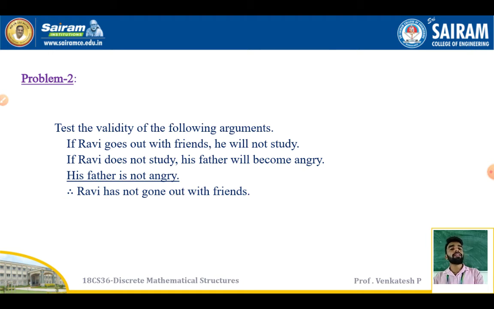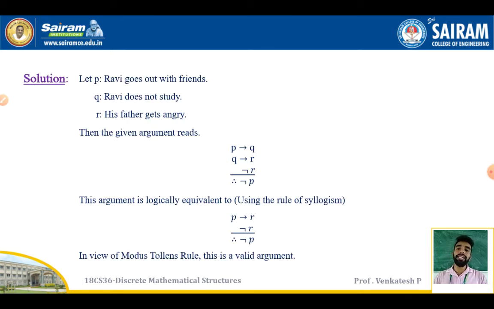So now I want to represent the following statements in terms of P, Q, R. So first let me assign the propositions P, Q, R here. P is given like Ravi goes out with friends. Q is given like Ravi does not study. R is his father gets angry. So these three are the propositions now.